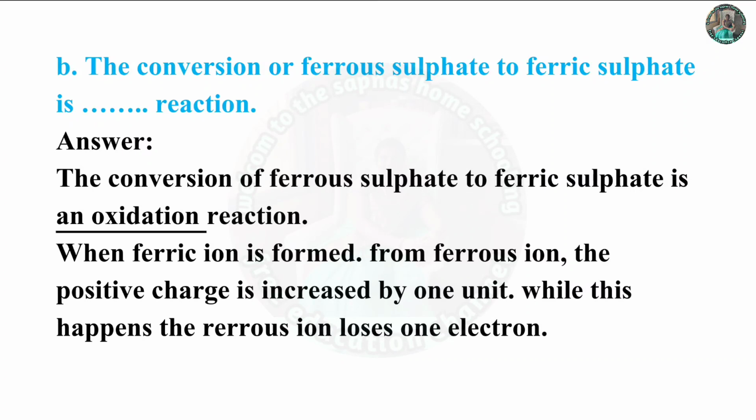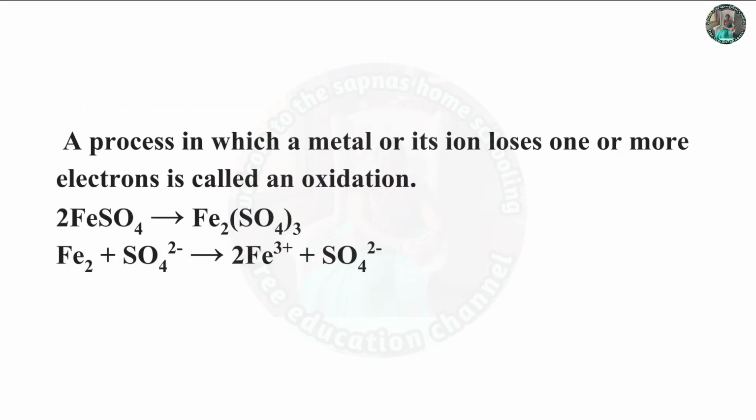When ferric ion is formed from ferrous iron, the positive charge is increased by 1 unit. While this happens, the ferrous ion loses 1 electron. A process in which a metal or its ion loses 1 or more electrons is called an oxidation.